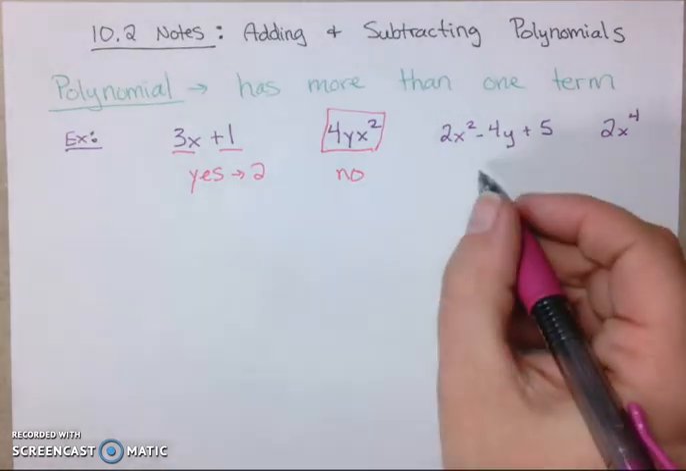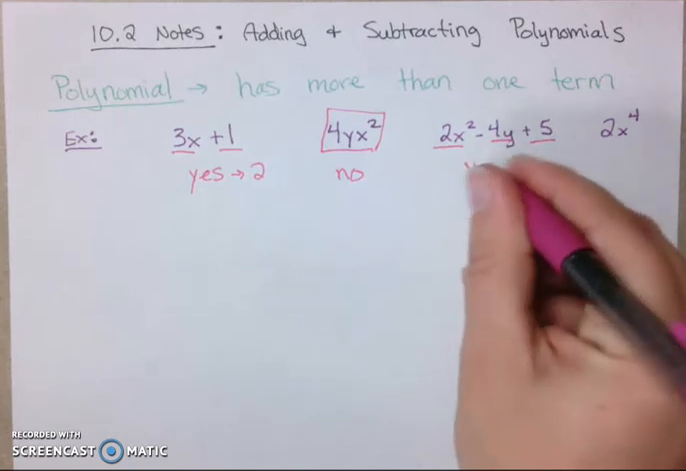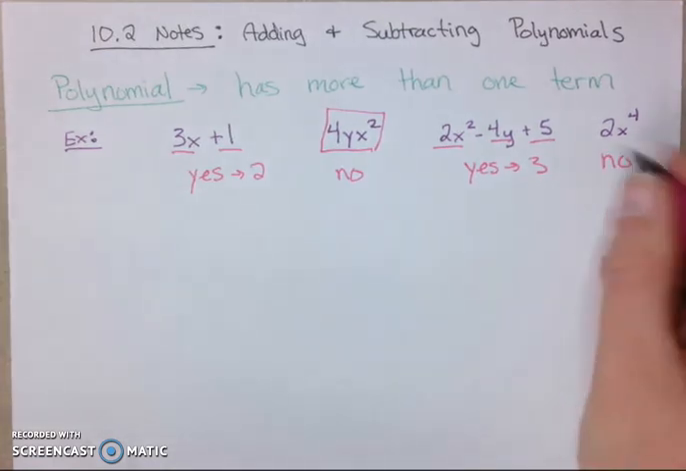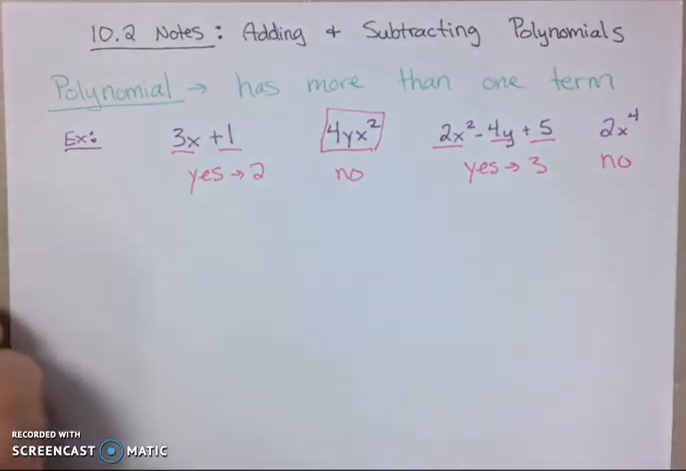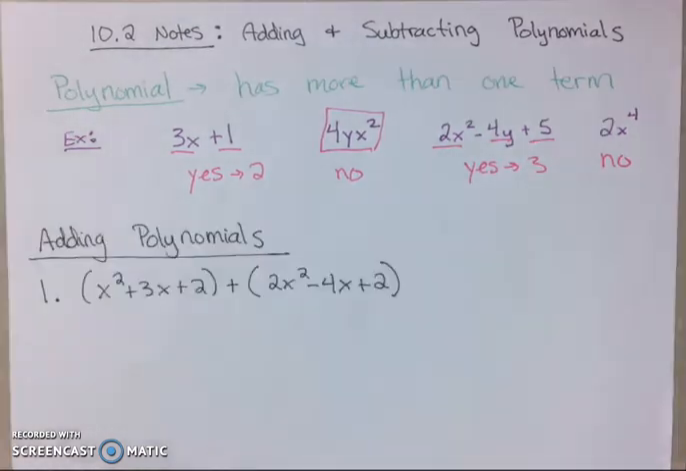Is this a polynomial? 1, 2, 3. Yes, it has 3 different terms. This is not a polynomial. That's just 1 term. So that's just to help you recognize things that are polynomials and that aren't. So we're going to start with adding polynomials.